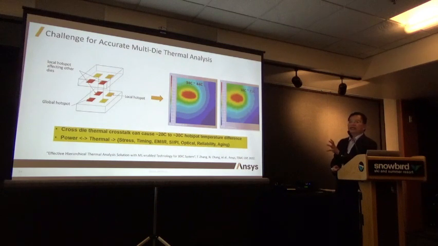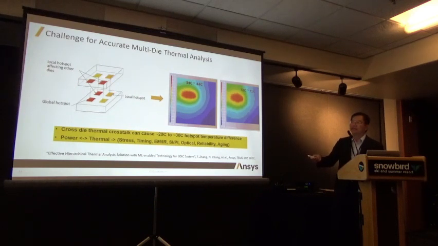Let me illustrate what a thermal challenge in 3D IC is. If you have a local hotspot from the top die and a local hotspot from the bottom die, and these two hotspots line up, it suddenly becomes a global thermal hotspot.